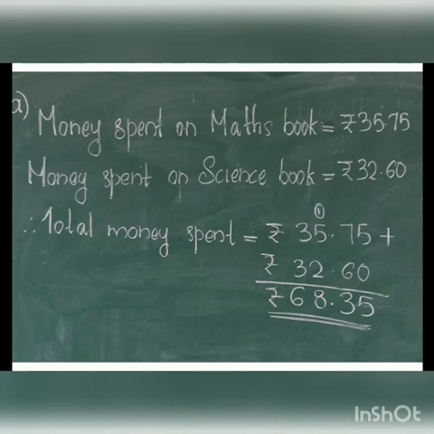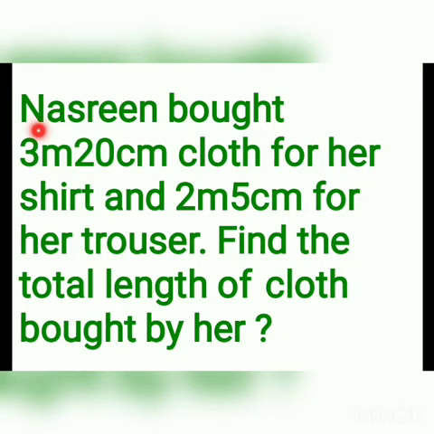So what is the total amount? Rupees 68.35. Second question. Nazreen bought 3 meter 20 centimeter cloth for her shirt and 2 meter 5 centimeter for her trouser. Find the total length of cloth bought by her.